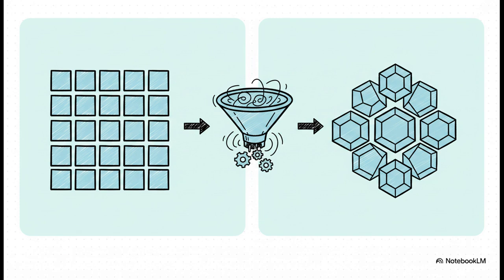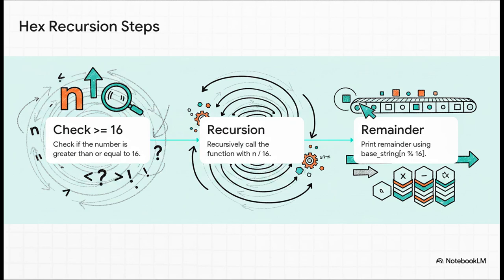But the big question is, how do we actually write code that figures this out dynamically? The absolute best way to do this is recursion. Honestly, this brilliantly highlights the sheer power of recursive programming for number conversion. Here are the 3 steps. First, you check if your number n is greater than or equal to 16. If it is, step 2. You recursively call the exact same function again, but you pass it n divided by 16. This essentially drills down to the most significant digit.